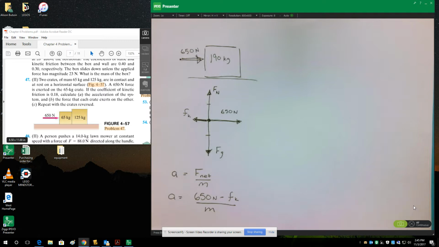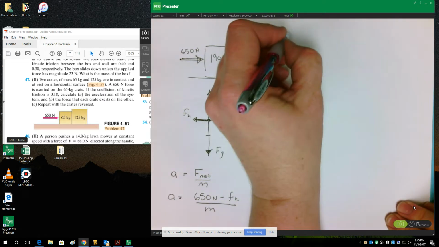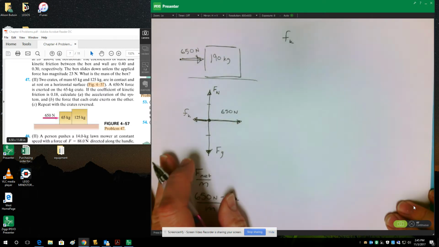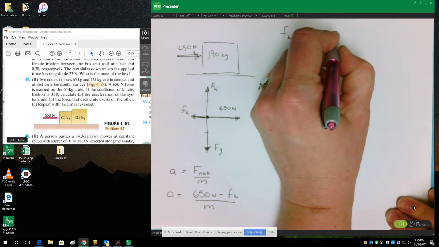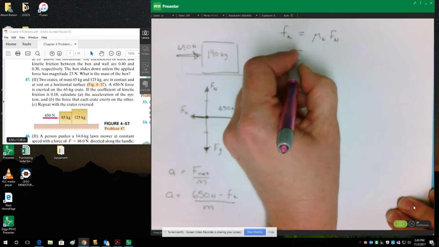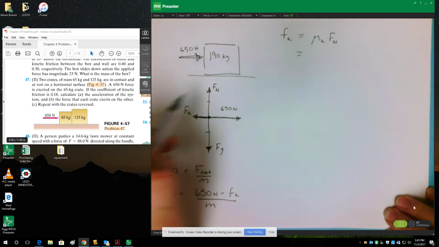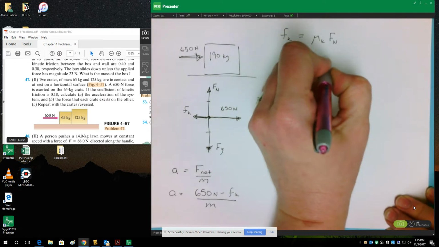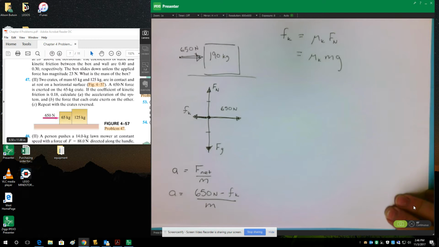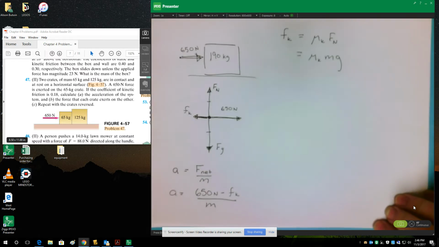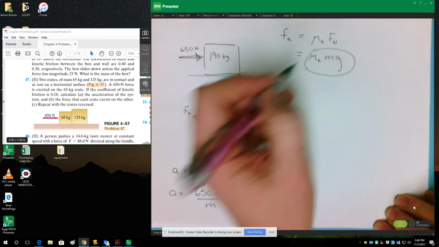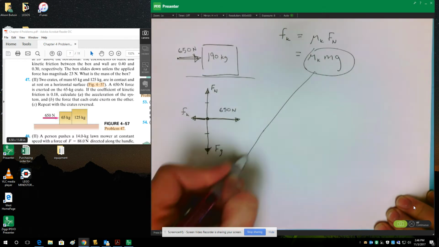and that's the combined mass of 190. We then, of course, remember that Fk is equal to mu sub k times normal force. And in this case, because it's a horizontal surface, that normal force is equal to mg, where mass, again, is the 190 kilograms. So I can substitute this now into my equation for acceleration.